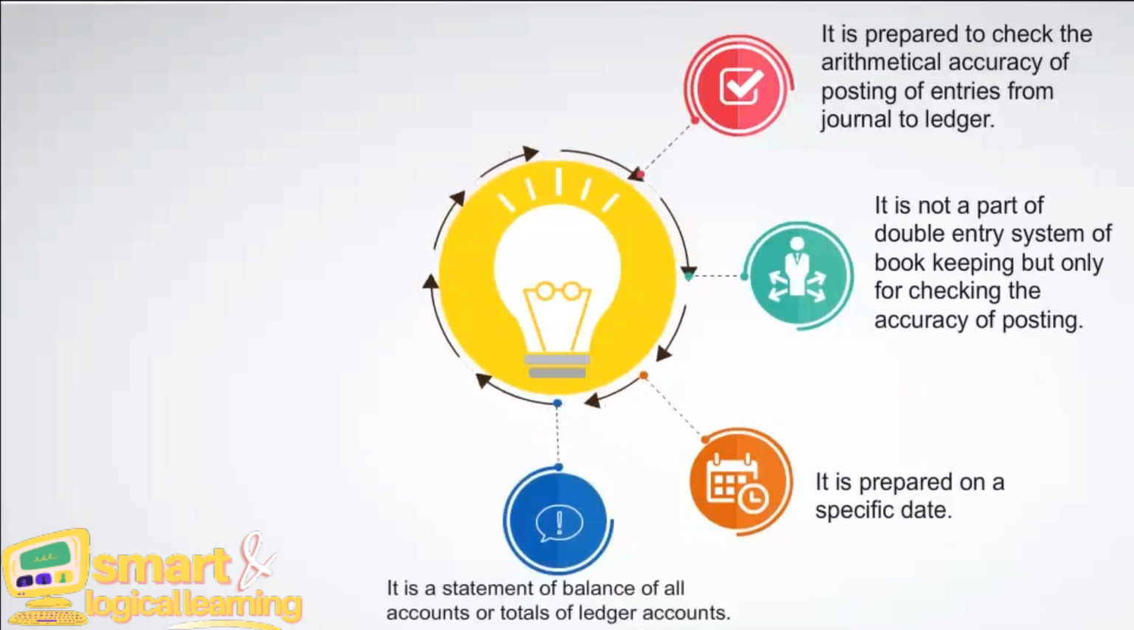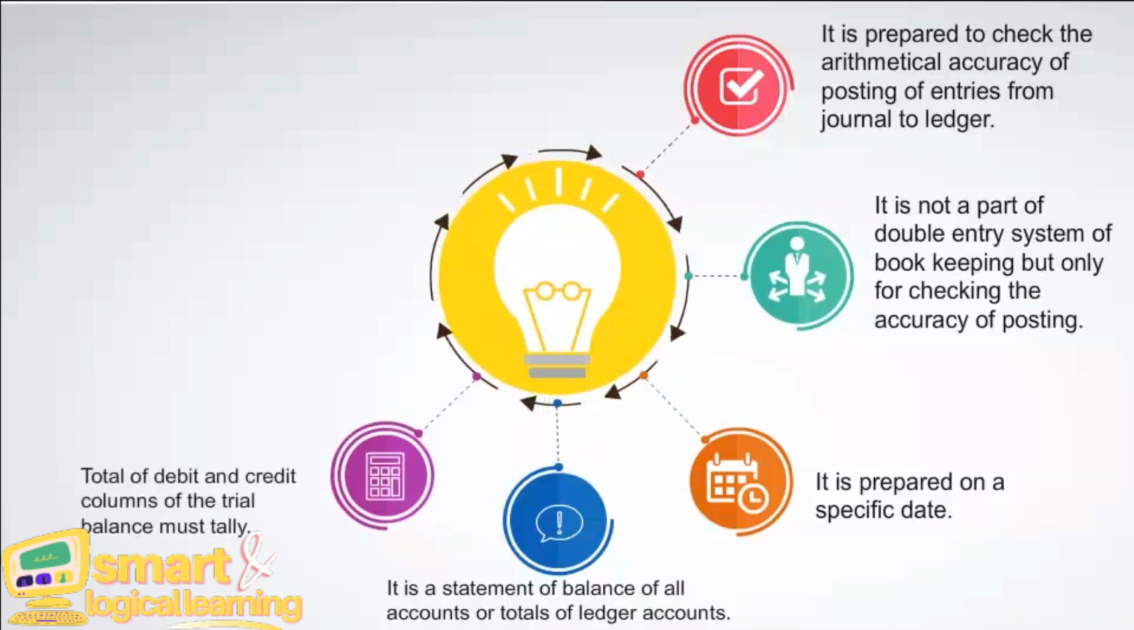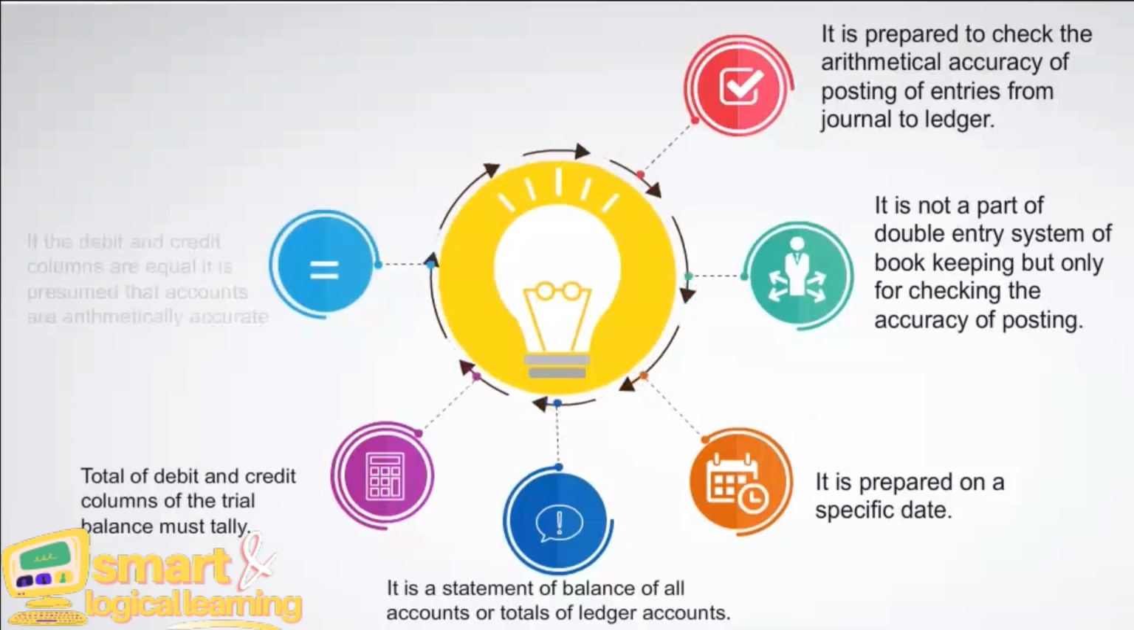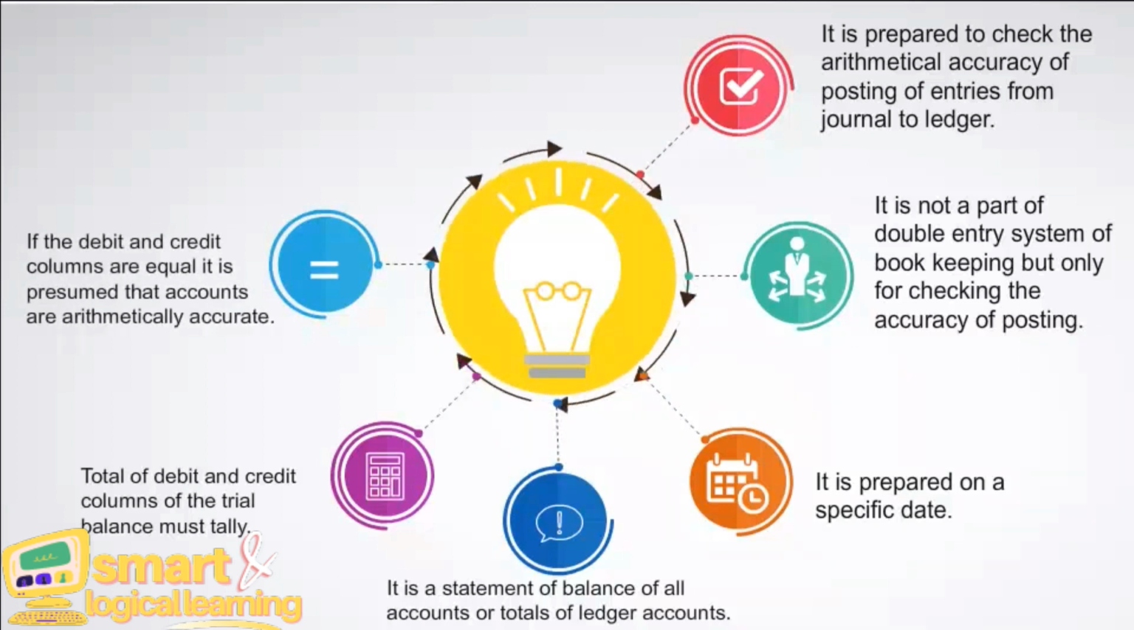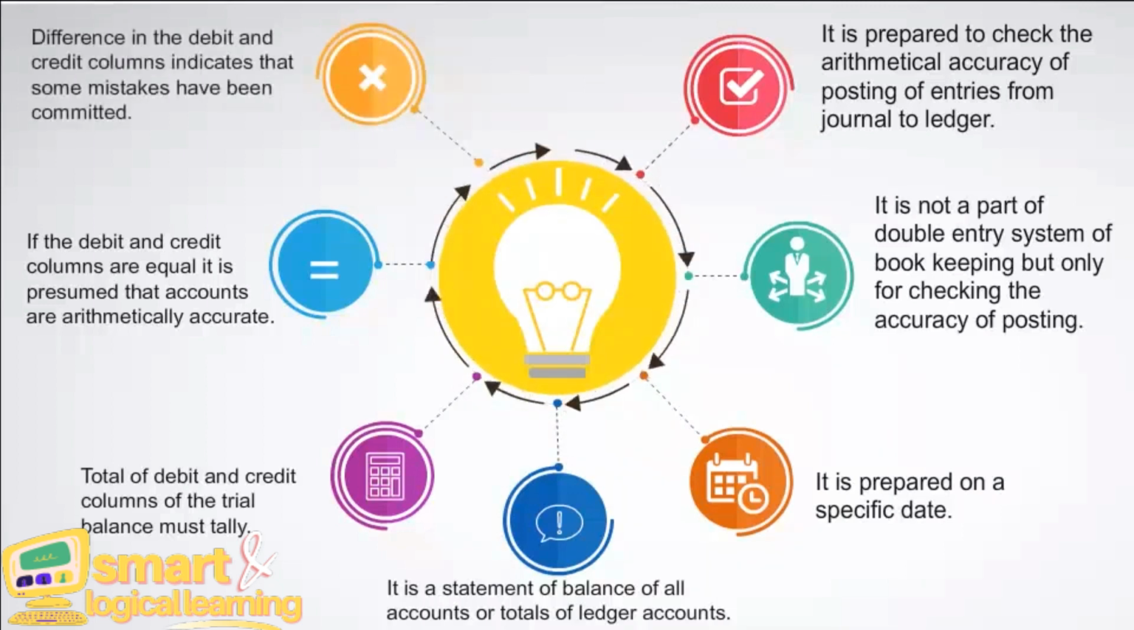4. It is a statement of balance of all accounts or totals of ledger accounts. 5. Total of the debit and credit columns of the trial balance must tally. 6. If the debit and credit columns are equal, it is presumed that accounts are arithmetically accurate. 7. Difference in the debit and credit columns indicate that some mistakes have been committed.